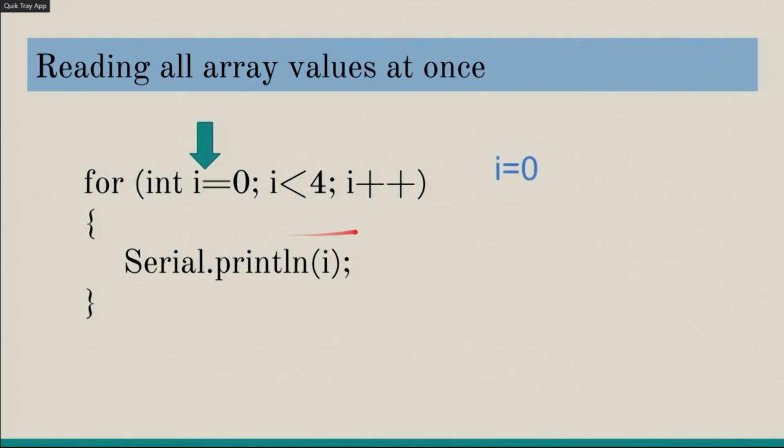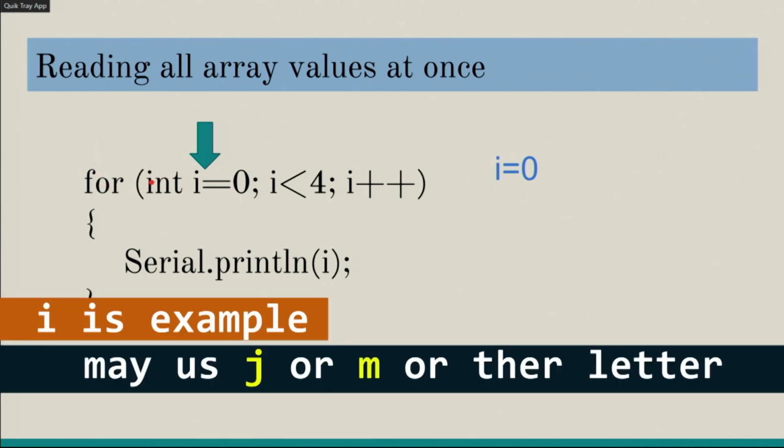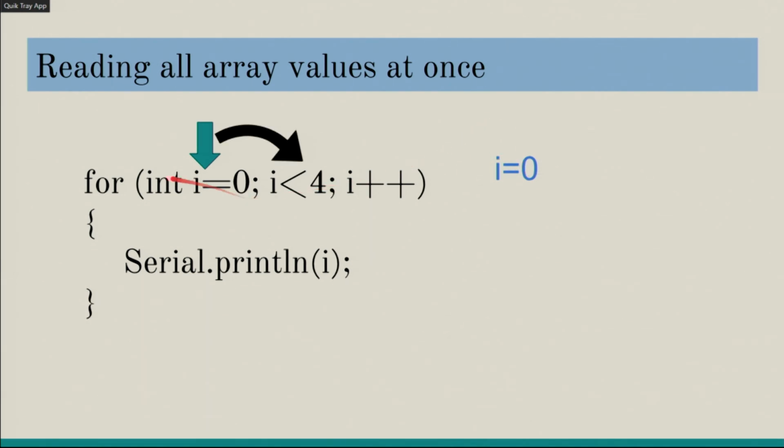To explain it, when the program starts running and reaches the for loop, initially it defines integer I equals 0. That's the first thing that happens. So we have I equals 0. After that, it goes to the second portion, which is compare. This is initializing and then comparing. Now it checks, is I smaller than 4? If this is true, then it comes and does the action.